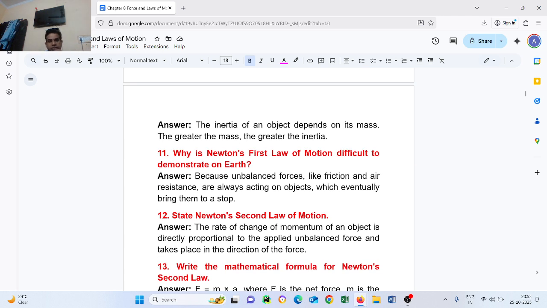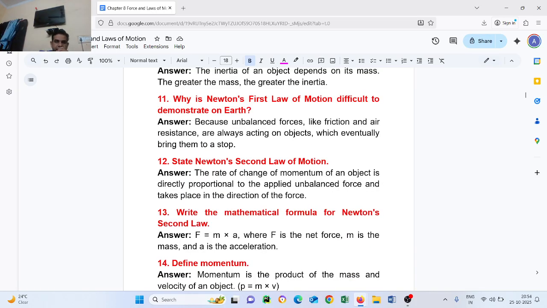Question number 12. State Newton's second law of motion. The rate of change of momentum of an object is directly proportional to the applied unbalanced force and takes place in the direction of the force.